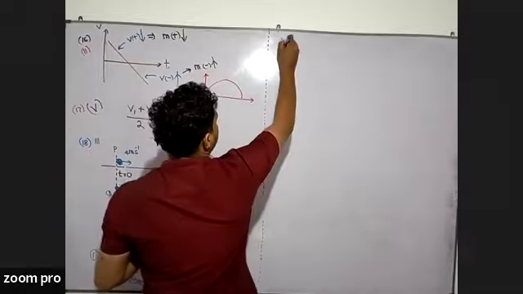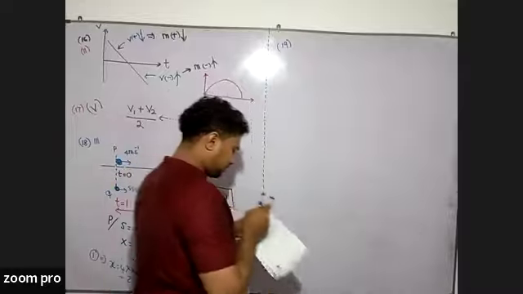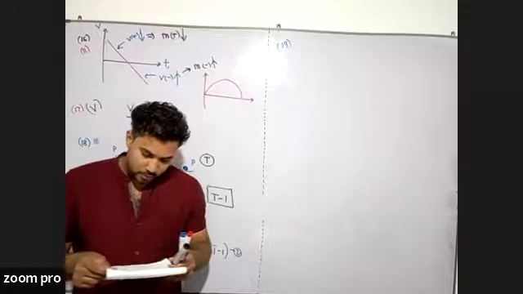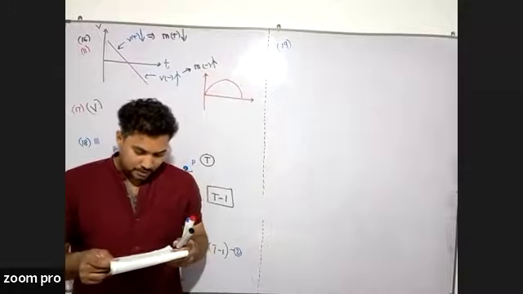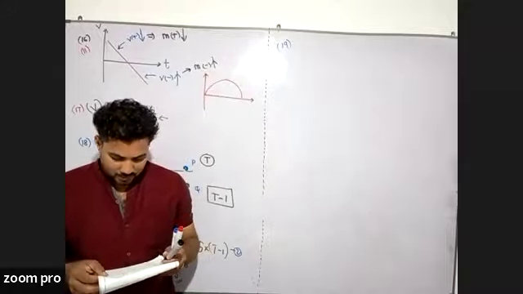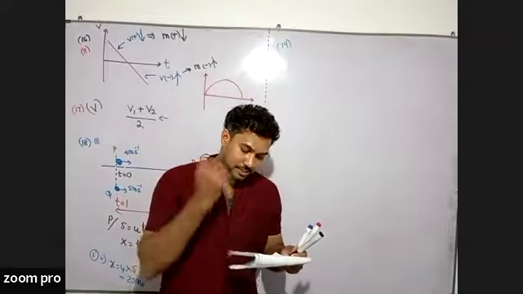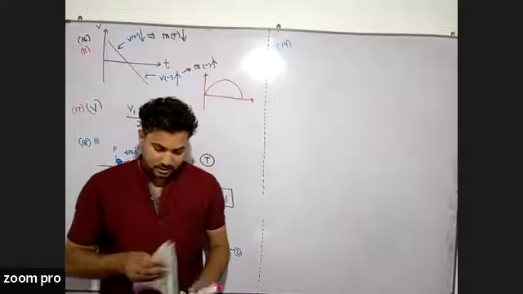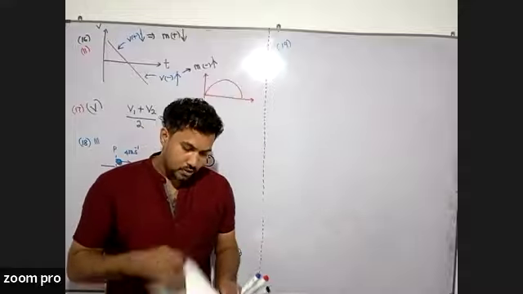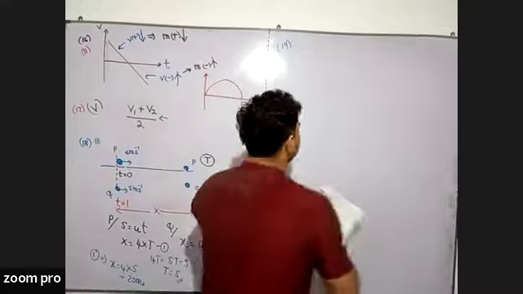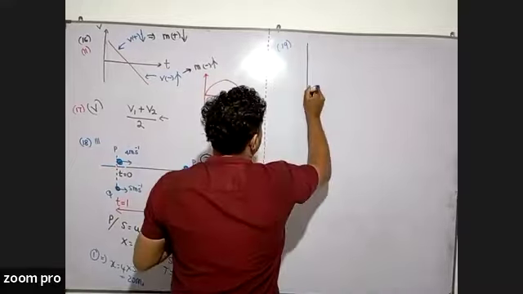The 19th question. The figure shows a displacement versus time curve for the motion of a particle. Consider the following statements made about its motion. Now this graph is given as a displacement time graph, so that should be kept in mind when obtaining the answers. So let's draw the graph.